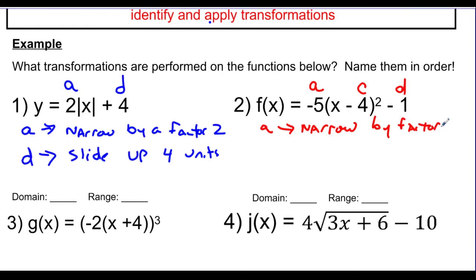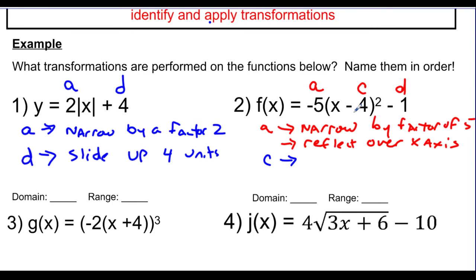Excuse my writing. Okay. A is also going to do something else. It's going to reflect it, because it's negative, over the x-axis. Okay? It's going to go from the top of the graph down to the bottom of the graph. Okay? My C is going to move it. So my C value is 4, because my minus sign didn't change.